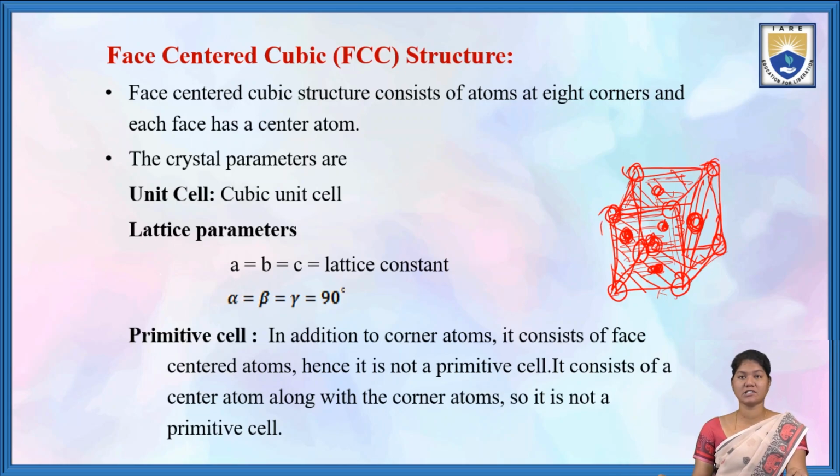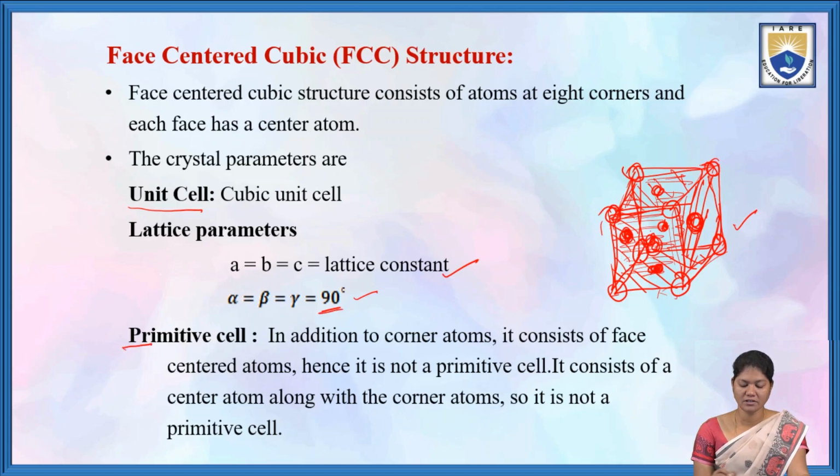So what are the parameters of this crystal? The crystal structure parameters include what type of unit cell it is. It is a cubic unit cell, and the lattice parameters a, b, c are all equal, as we have taken a cubic crystal, so all the dimensions are the same. So a equals b equals c, which is the lattice constant. Here the interfacial angles alpha equals beta equals gamma, all at 90 degrees.